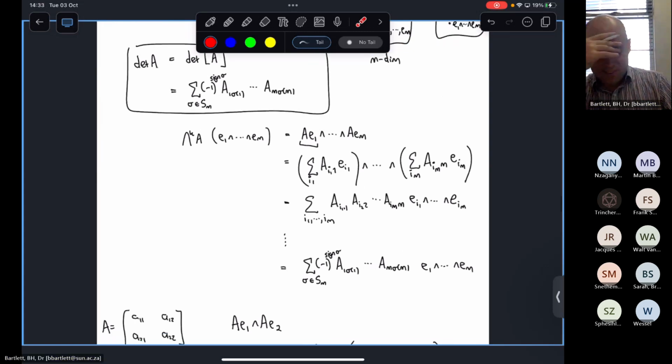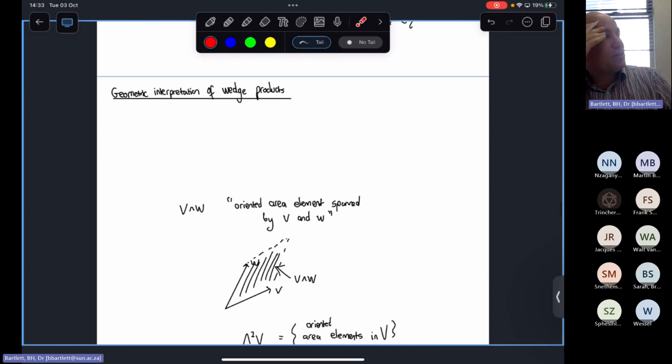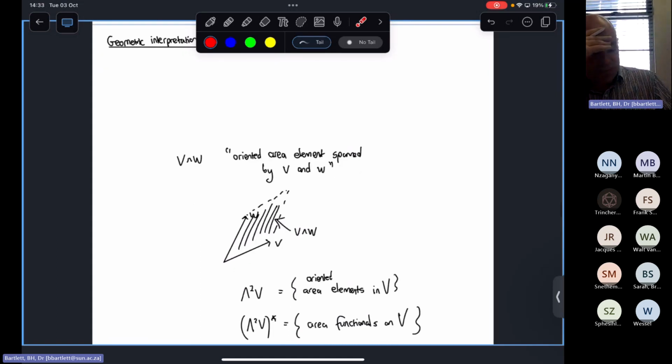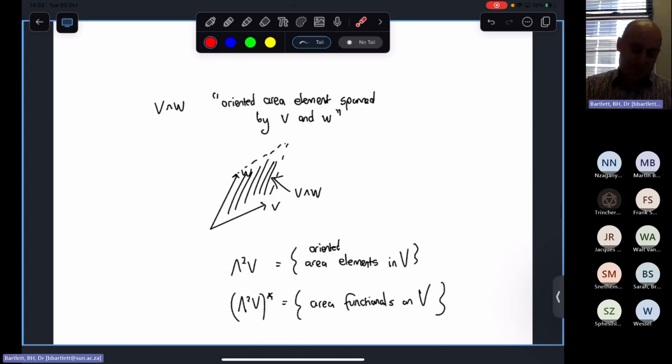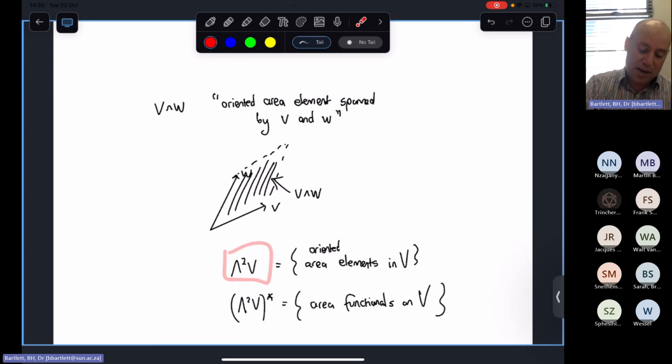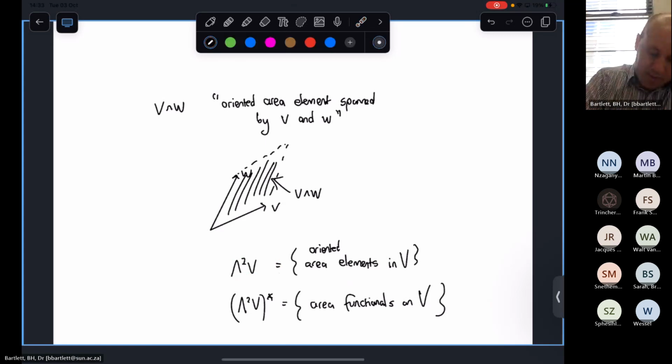All good. Okay. One last thing, I was also asked, I think, by Audrey to give a geometric interpretation of these wedge products. So you want to think, for example, of V wedge W as being the oriented area element spanned by V and W. So the second exterior power, or the second wedge power, of a vector space, you think of as being the set of oriented area elements in the vector space. You see, all that we care about is the area.